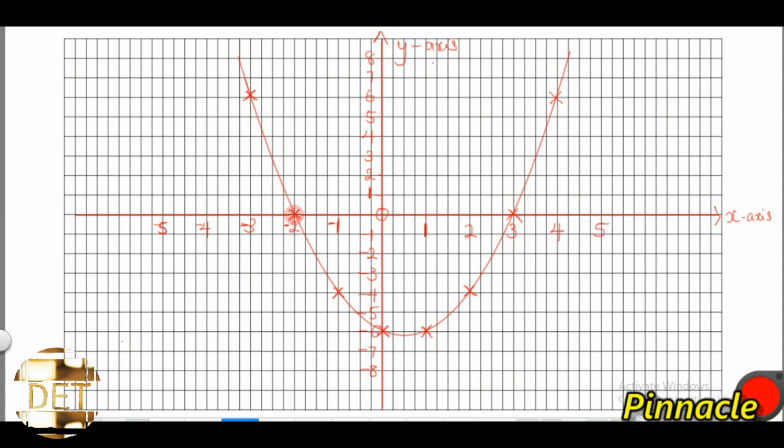It touches the x-axis at this point at minus 2, and also crosses it at plus 3. So the roots of the equation are x is equal to minus 2, the point where it crosses here, and x is equal to plus 3, the point where it crosses here. This is my answer to question number I. So this is just the simple method of solving quadratic equations graphically. Thank you very much for listening.